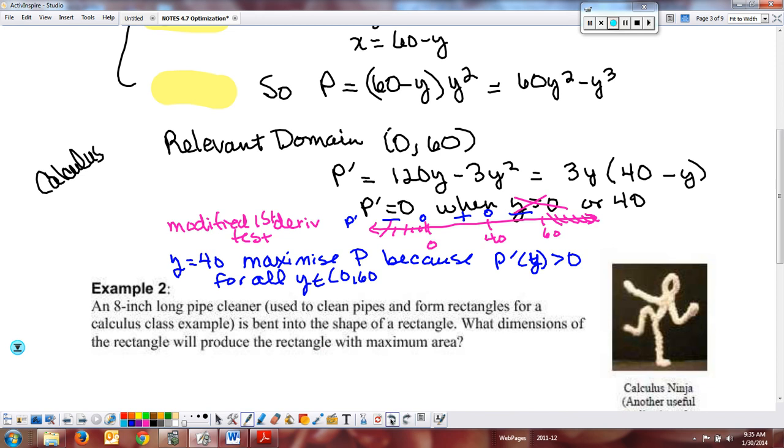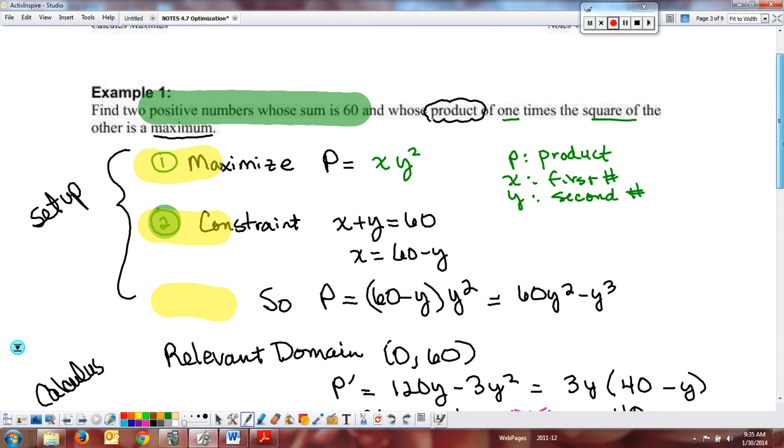I don't want to go 0 to 60, it's just to 40. That's my always positive before, and your derivative is always negative for all y from 40 to 60, okay? So you just want to make sure you're getting that in for all. Now, before I'm actually done, let's see if that answers the question they asked me.